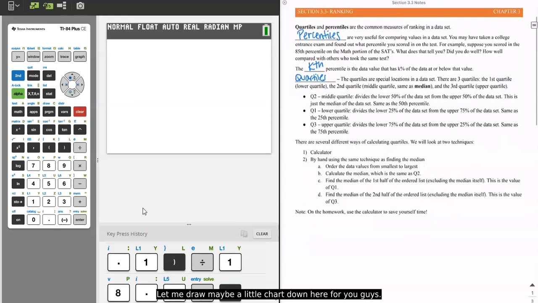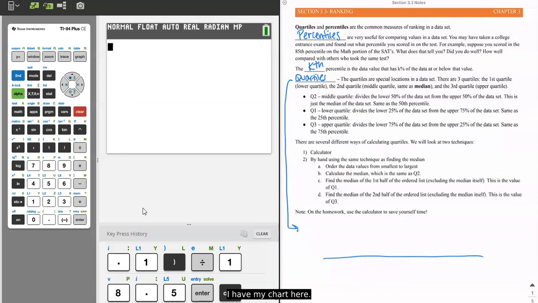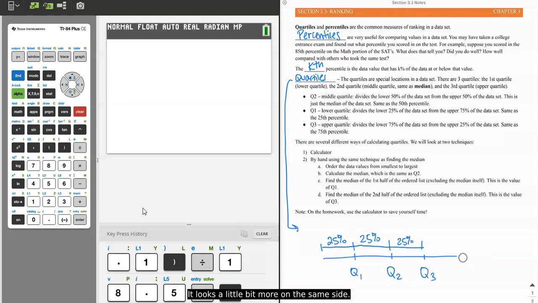So let me draw maybe a little chart down here for you guys. So, all right, I have my chart here. So we have quartile 1, quartile 2, quartile 3. So from the beginning to quartile 1, this represents 25% of the data. From quartile 1 to quartile 2 is another 25%. Quartile 2 to quartile 3 is 25%. And then quartile 3 to the highest value is the other 25%.